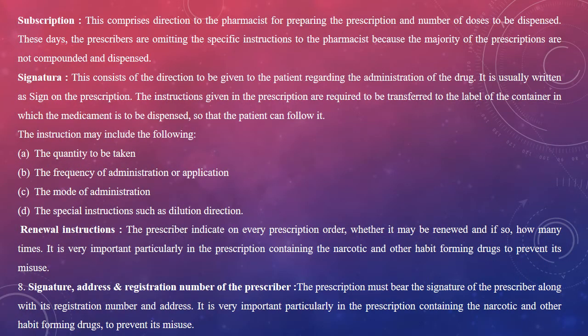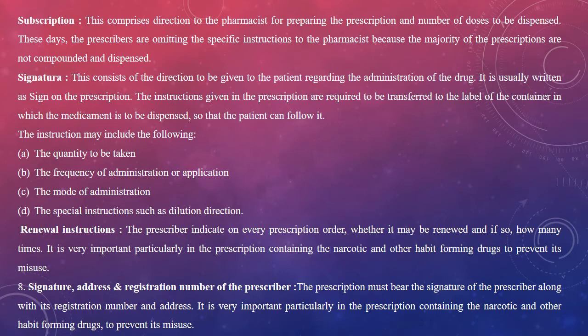Next is subscription. This comprises of direction to the pharmacist for preparing the prescription and number of doses to be dispensed. These days, the prescribers are omitting the specific instructions to the pharmacist because the majority of the prescriptions are not compounded and dispensed. Next is signatura.